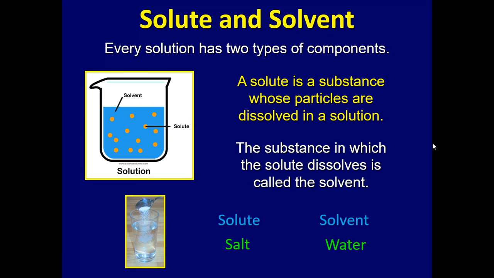Okay, now in a solution, there are always two types of components. You have the solvent and the solute. The solute is what's dissolved within the solvent. So in the case of salt water, salt would be the solute and the solvent would be water. Water is known as a universal solvent. A lot of things can be dissolved in water.